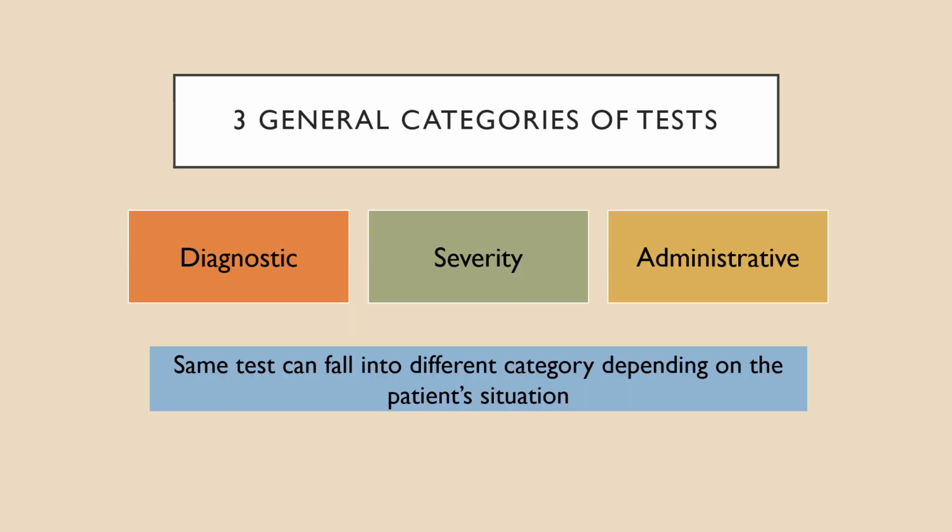Generally, the use of tests falls into three categories. 1. The use of testing as a diagnostic tool. 2. The use of testing to assess severity of disease. And 3. The use of testing for administrative uses. One nuance to these categories is that the same test can fall into a different category depending on the patient's situation. We will go through simplified, concrete examples of these categories in the following slides.